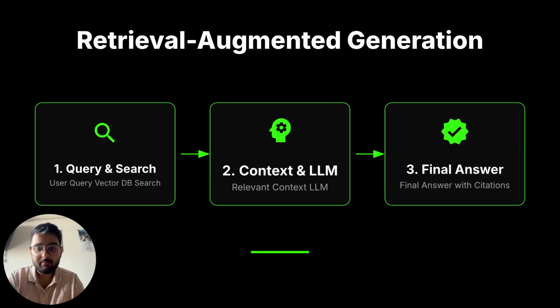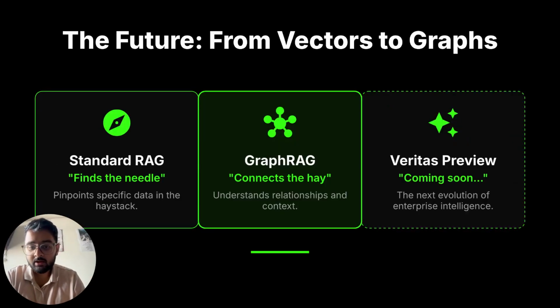For example, if I have king, and if I subtract man from it and add woman to it, it will become queen. That's how, in simple words, embeddings work. As you can see on the screen also, query and search, yes, for sure. First you type in a query and then it searches the database, and then it maps the context to the LLM, and then it gives you the final answer.